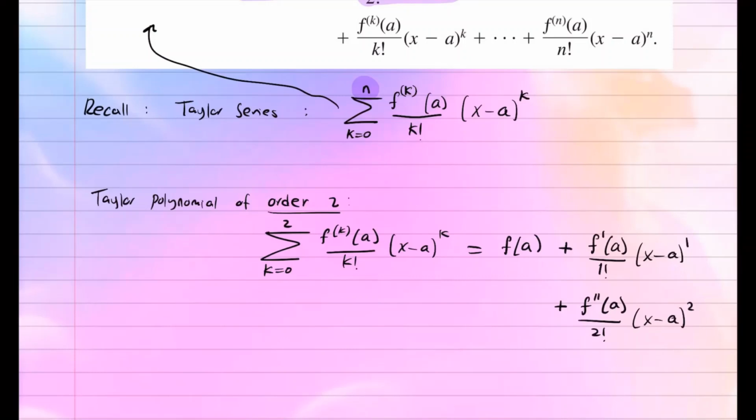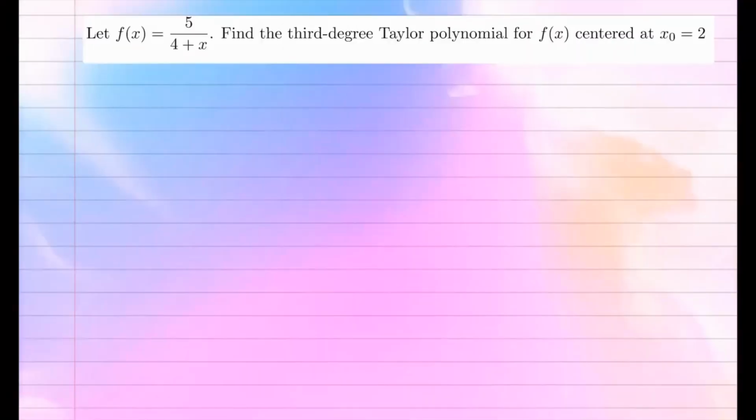Now let's do an actual example with an actual function, and we select the center. So here's the function. f of x is 5 over 4 plus x. We want to find the third degree Taylor polynomial for f of x centered at 2. So previously I used a for the center. Here I'm using x naught. Again, they're just dummy variables, so don't be confused by that.